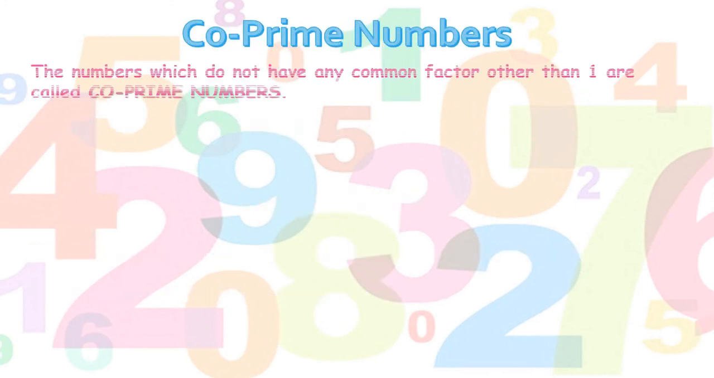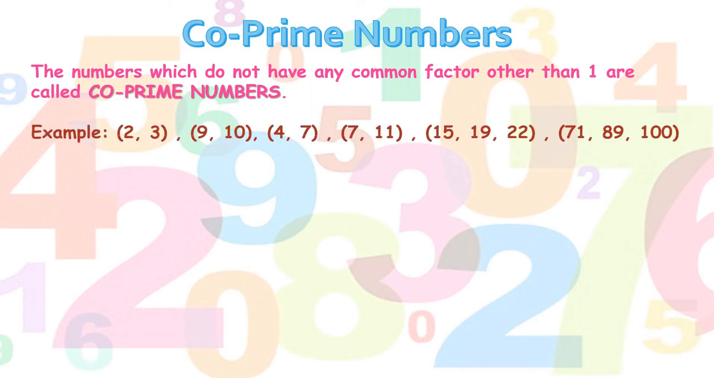Co-prime numbers. The numbers which do not have any common factor other than 1 are called co-prime numbers. Example 2, 3, 9, 10, 4, 7, 7, 11, 15, 19, 22, 71, 89, 100. So all these are co-prime numbers, right? They don't have any other common factor other than 1.